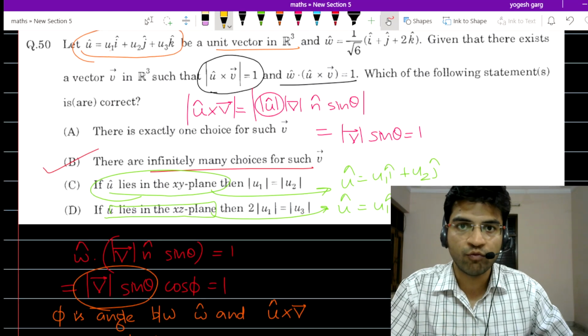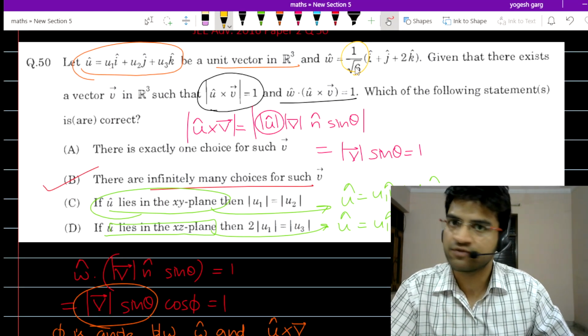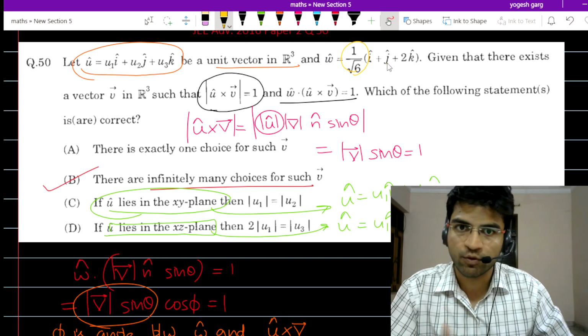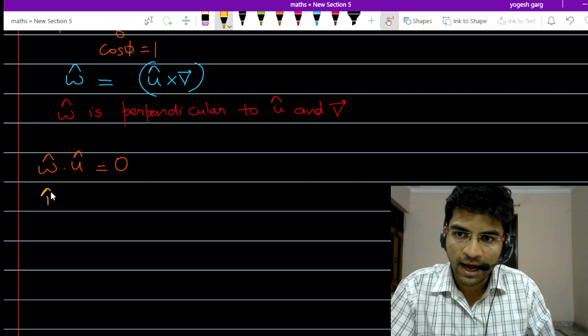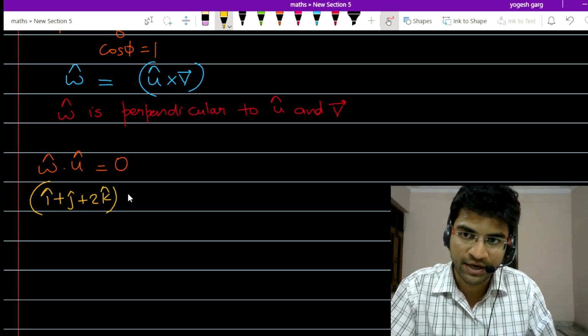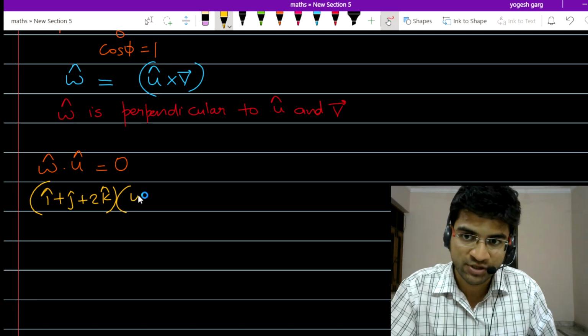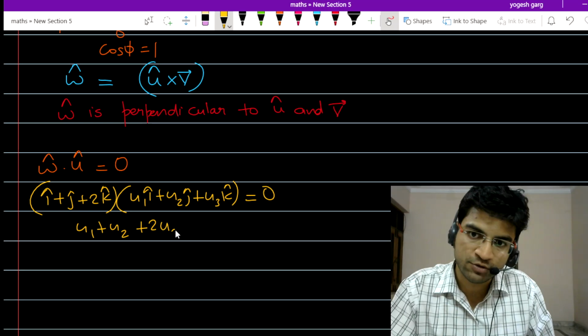Fine. So you have this expression. w cap is 1 by root 6, and we need not write 1 by root 6. We can simply remove this. Their dot is equal to 0. So i cap plus j cap plus 2k cap into u cap, where u cap is u1 i cap plus u2 j cap plus u3 k cap, is equal to 0. So from this you clearly have u1 plus u2 plus 2u3 is equal to 0.